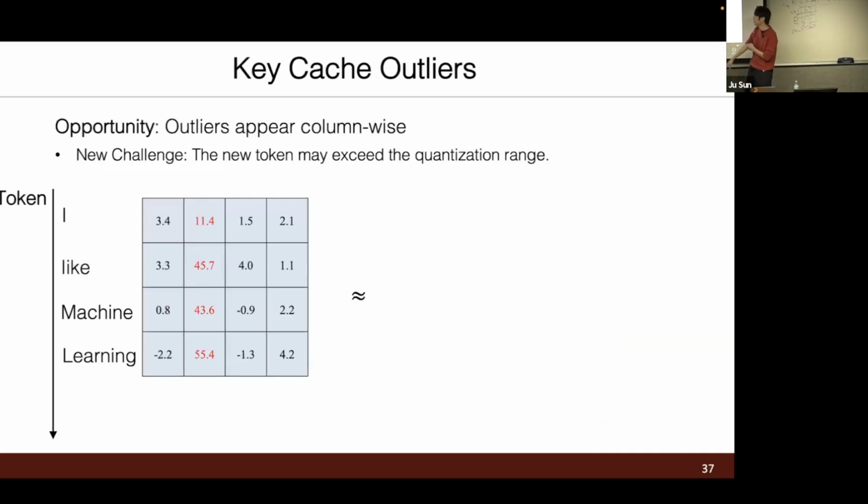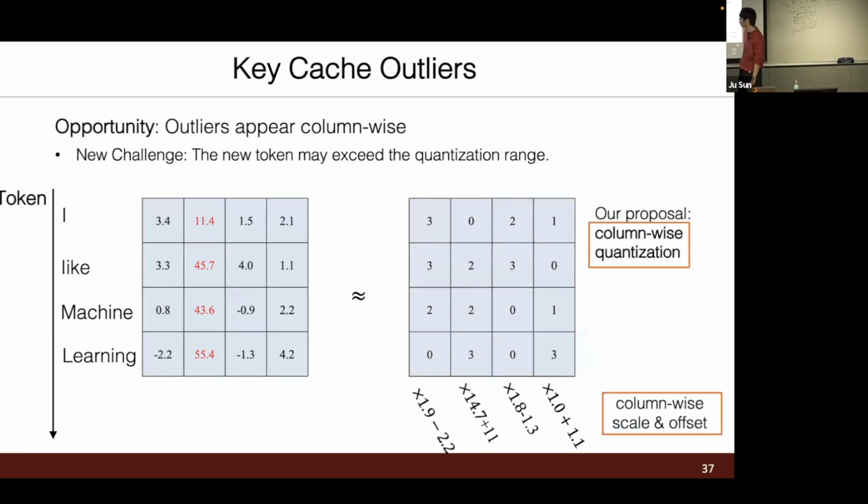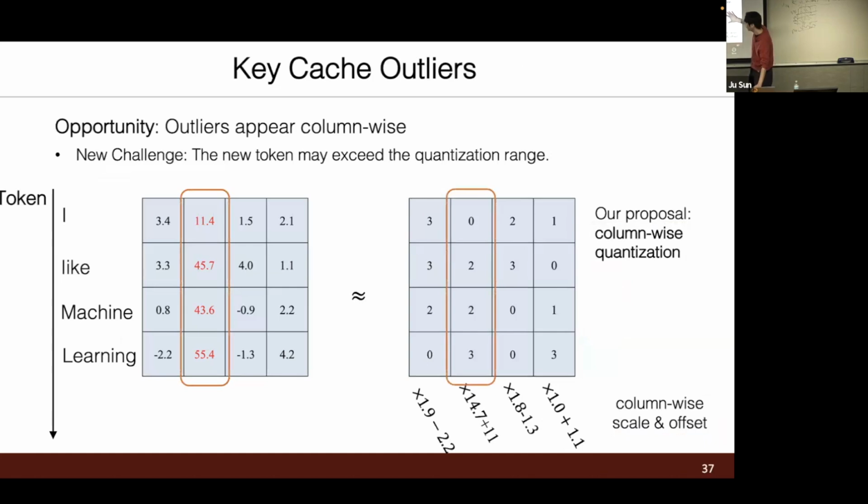So this is how the K cache looks like. For example, there are some outlier embedding dimensions, or outlier channels, in the K cache. Our proposed strategy is that we do quantization of each column, or each channel, separately. So now you can see different columns got their own scale and offset factors. In this way, we disentangle the outlier columns from all other normal channels.